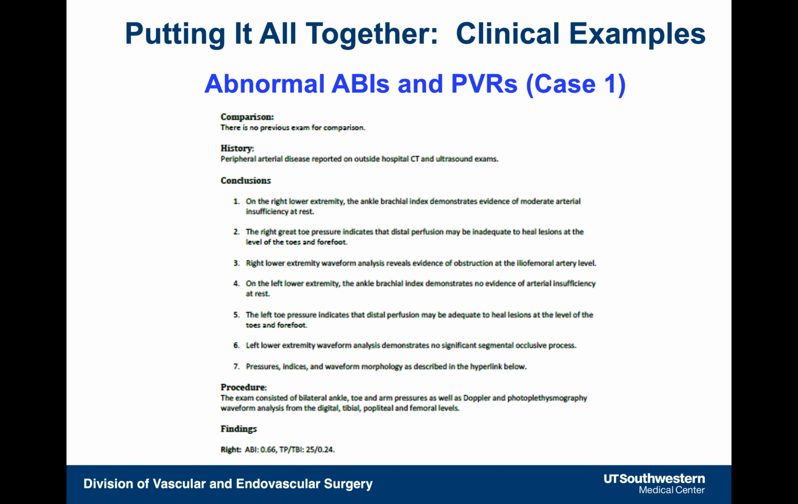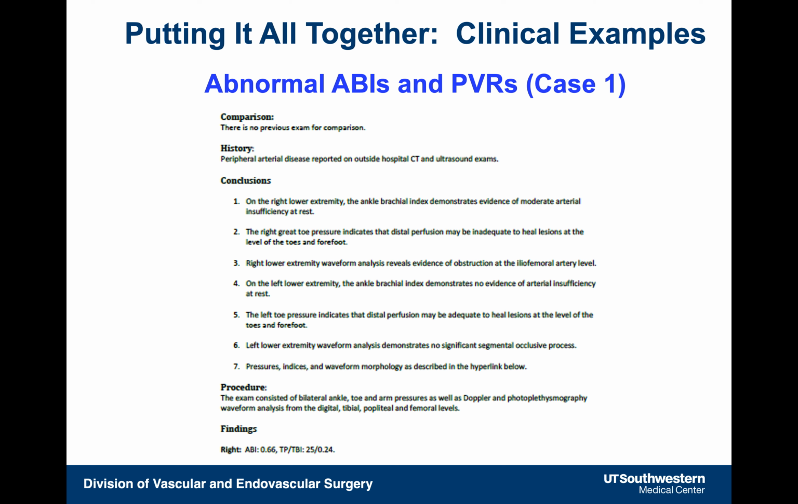And in fact, this is what the readout from our lab looked like. This is a real patient, de-identified obviously. On the right lower extremity, the ankle brachial index demonstrates evidence of moderate arterial insufficiency at rest. The right great toe pressure indicates that distal perfusion may be inadequate to heal lesions at the level of the toes because there was a toe pressure of 25. Right lower extremity waveform analysis reveals evidence of obstruction at the iliofemoral artery level because it was proximal to our first level of reading. So it means it's either common femoral or iliac or aortic level. It's probably not aortic because the left side looks good. On the left lower extremity, everything was normal.